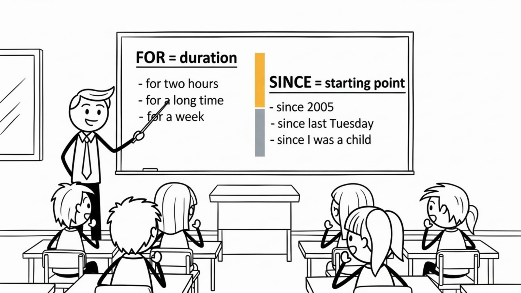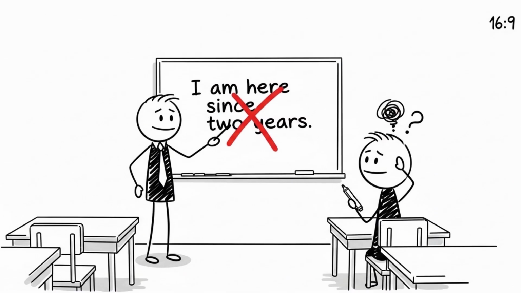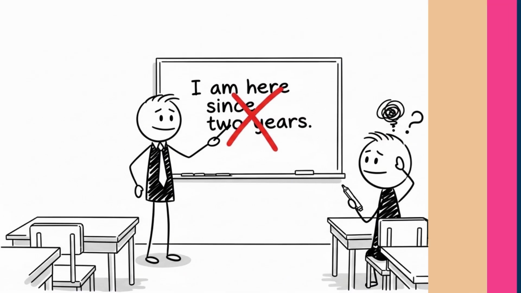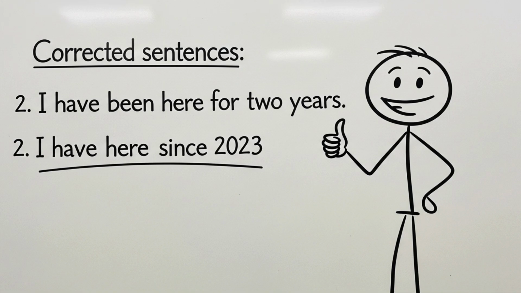A common mistake many learners make. Many English learners make this mistake. They say something like, "I am here since 2 years." But this sentence is not correct. The correct sentence is, "I have been here for 2 years," or "I have been here since 2023." That small change makes your English sound much more natural.